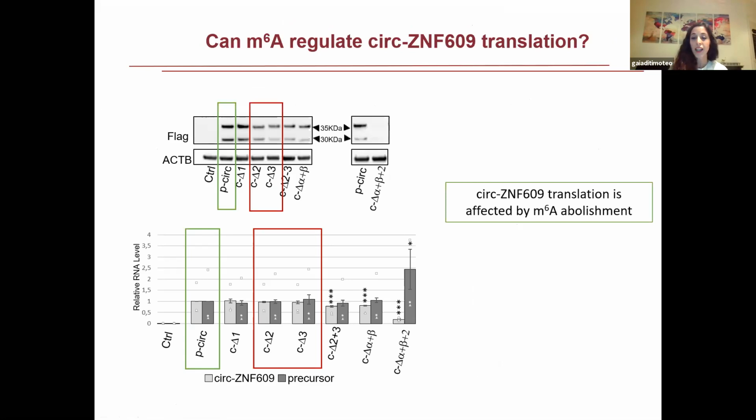circRNA F609 can also be translated, so we next asked if the m6A abolishment could affect circRNA F609 translation. We got many effects on translation of the circular RNAs, but I want you to focus on these mutants. As you can see here, the RNA is not impaired at all, but still we get a decrease, and a strong one, of the translation of the circular RNAs compared to the wild type version of it.